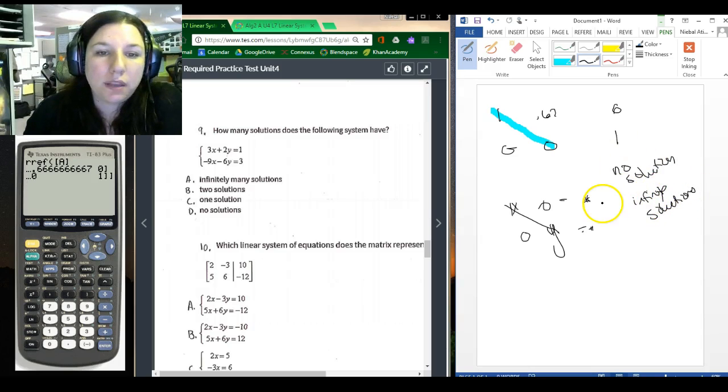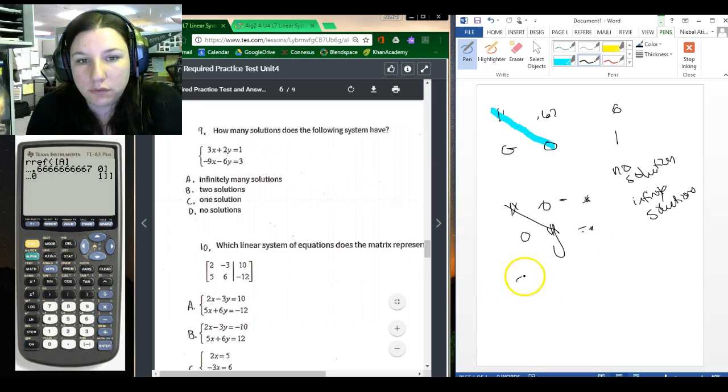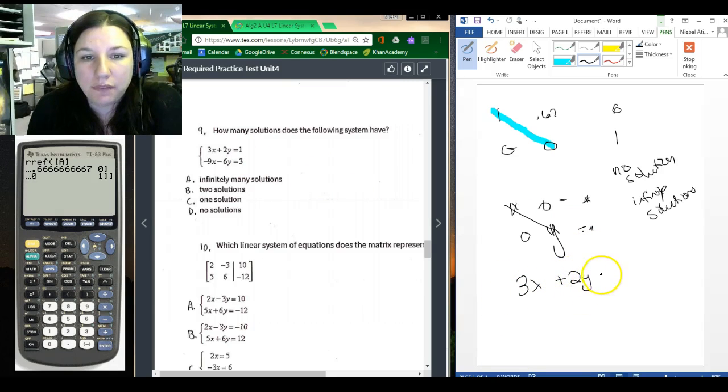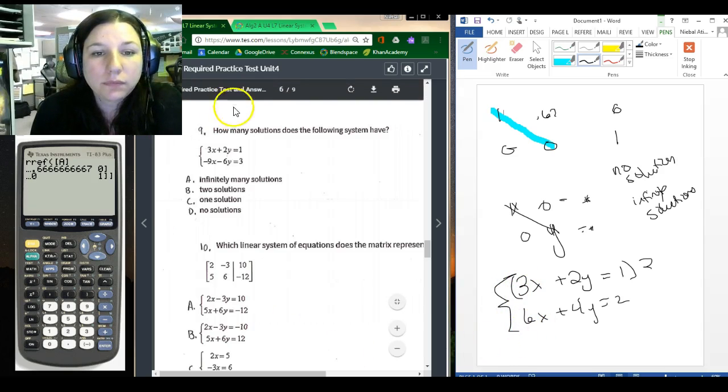In order to be infinite solutions, you need to have the exact same line. So it would need to be, for example, 3x plus 2y equals 1, and some multiple of that. So, for example, if I multiplied everything by 2, I would get 6x plus 4y equals 2. That would give me infinite solutions, because really when you graph them, they're the same equation. So we've eliminated b and c.